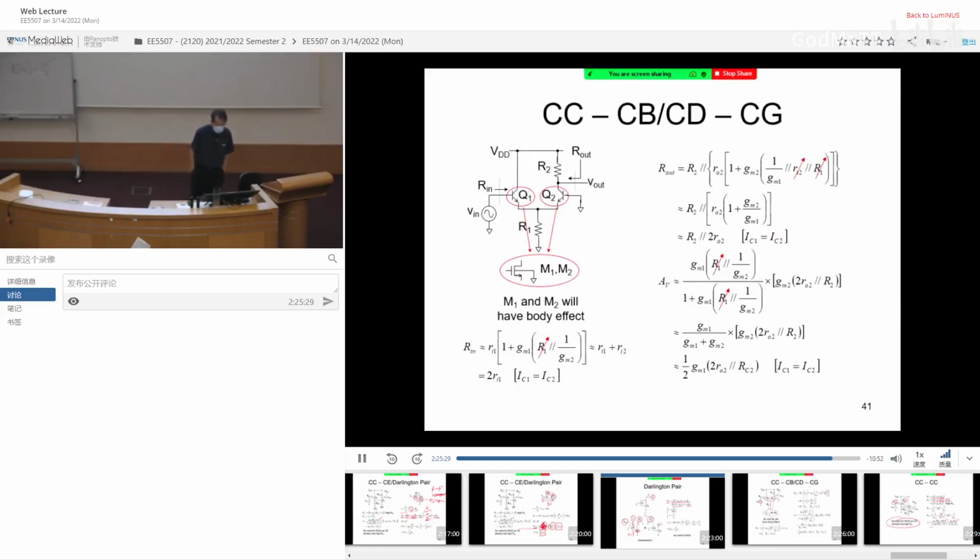Common collector followed by common base. For this, the input resistance is basically by the reflection rule, Ri1 multiplied by 1 plus gm. What is the resistor connected over here, which is given by R1 parallel with 1 over gm2. So you end up having this, which is 2 Ri1. Here I assume IC1 equals IC2. Not too difficult to understand.